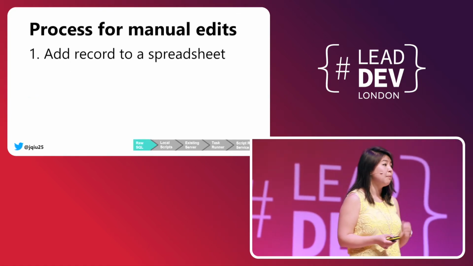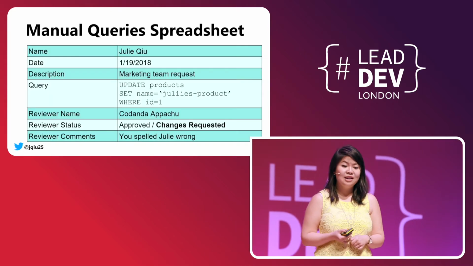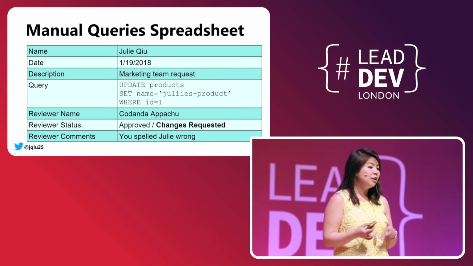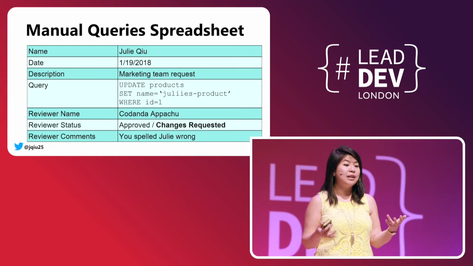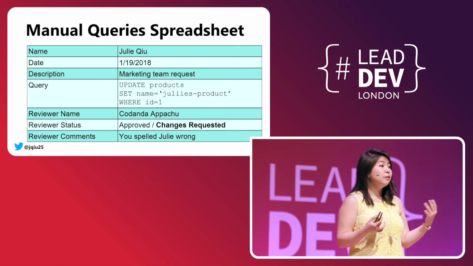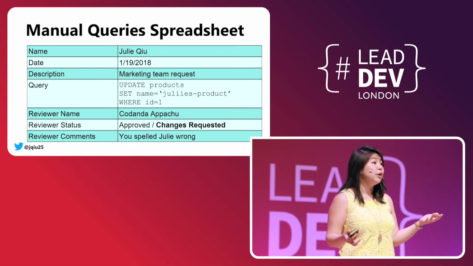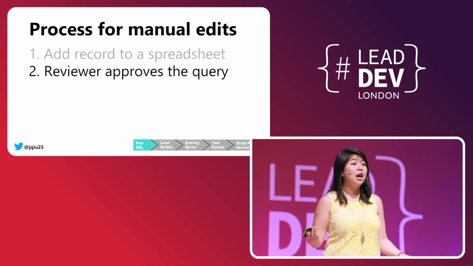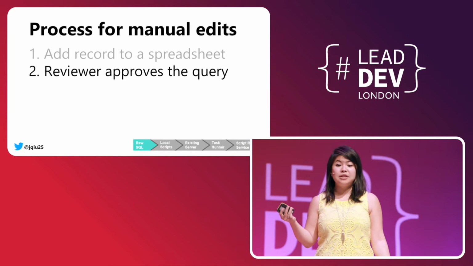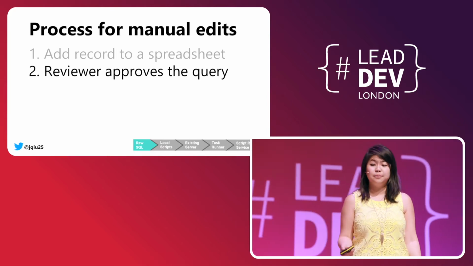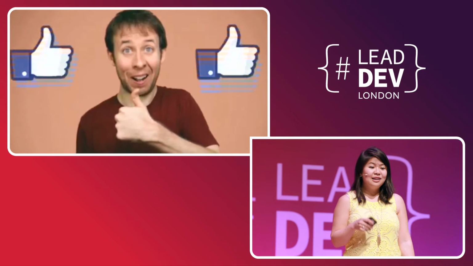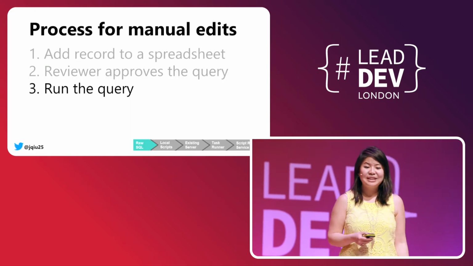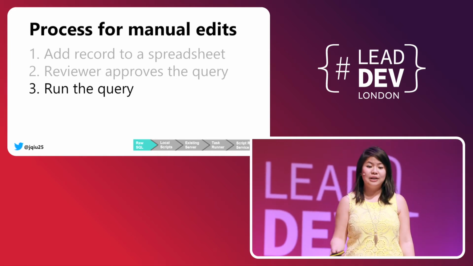So the first step is I'm going to add a record to this spreadsheet. Some information I fill out include my name, the date, a description, the query I actually want to run, as well as jotting down the reviewer. So the reviewer would look at my query and then either approve it or request changes. Similar to code reviews, after you go back a couple of back and forths, the next step is for the reviewer to actually approve the query. And once you've gotten those 2 thumbs up, the last step is go ahead and run the query.